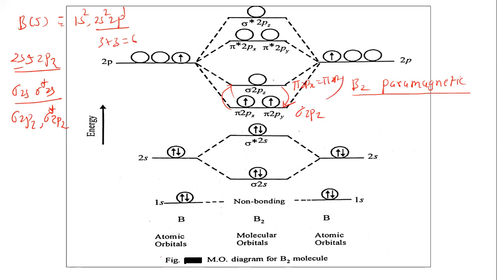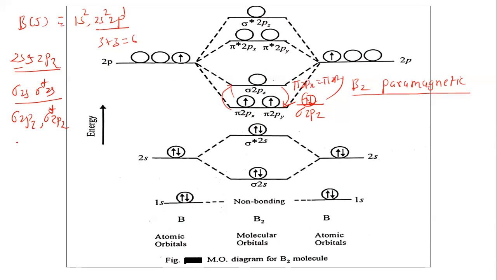What will happen? In sigma 2pz, these 2 electrons are paired, so it is diamagnetic. But this is not correct. The actual fact is that the sigma 2pz molecular orbital has the higher energy level. Therefore, the electrons cannot enter there. The electrons will enter into the pi 2px and pi 2py. So the boron molecule is paramagnetic.